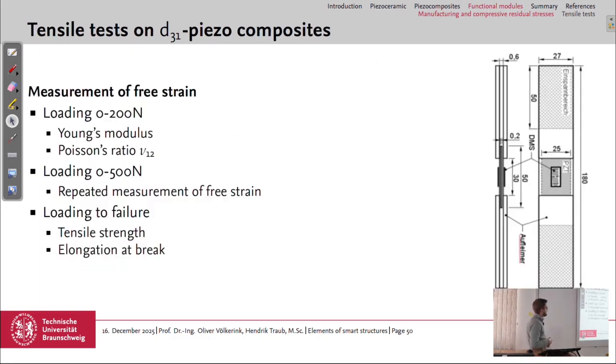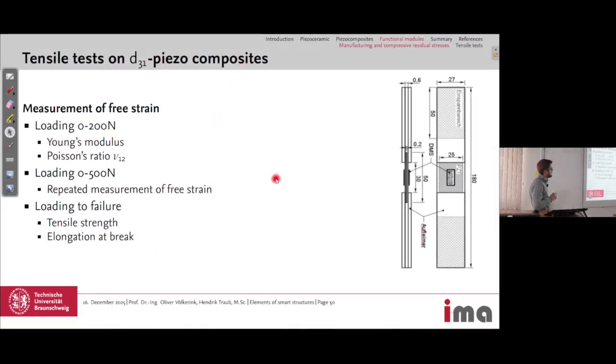So coming to the last topic of this lecture, tensile tests on D31 piezocomposites, or functional modules. We have a setup shown here, functional modules with applied tabs and strain gauges on it. So we can measure the strain applied to the specimen with strain gauges, but can also get a signal from the piezoceramic, from the functional module.